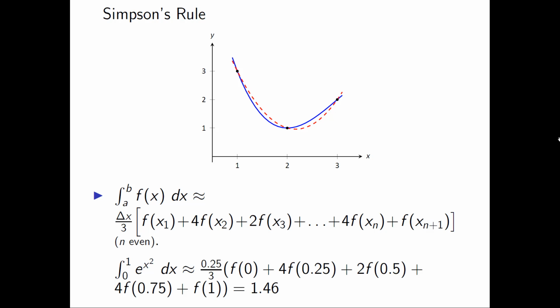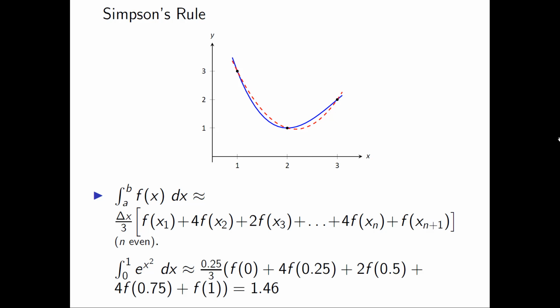Applying that to the integral we've been doing, we get the integral from 0 to 1 of e to the x squared. In this case, it's approximated by, again, delta x over 3 outside now, and then we just get the 1, 4, 2, 4, 1. And once we've written it in this form, it's fairly straightforward to just plug the values in.